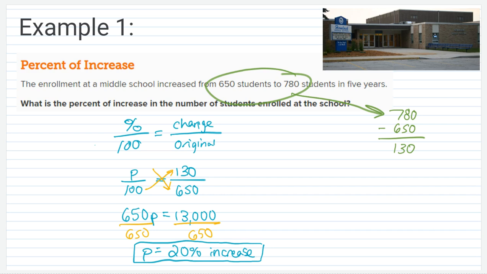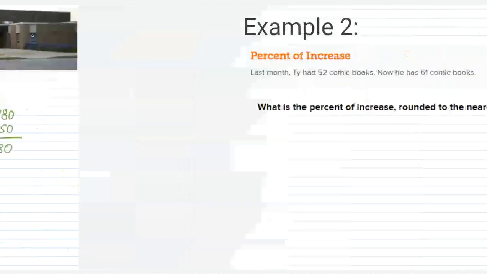So that's it for that question. So again, just remembering our proportion here, right? Percent over 100 equals change over original. That's what we're going to use for each of these next two examples.